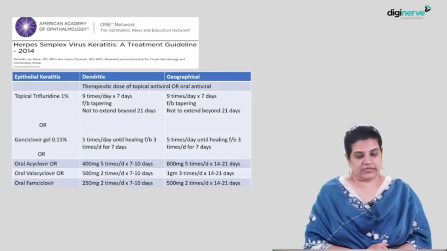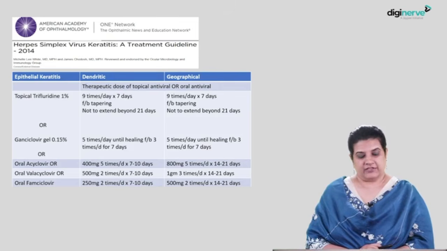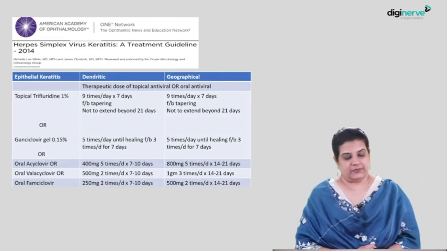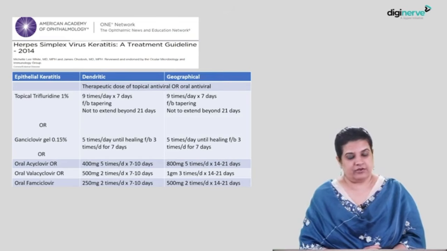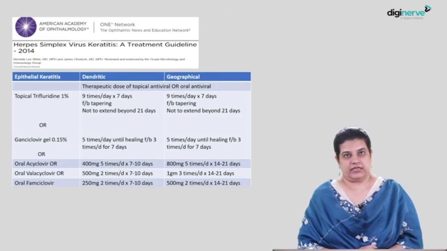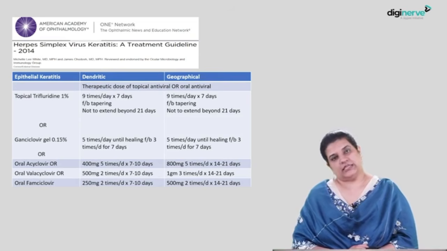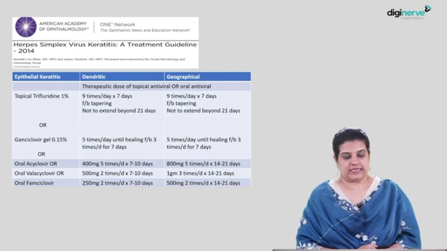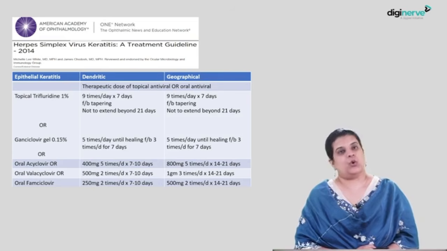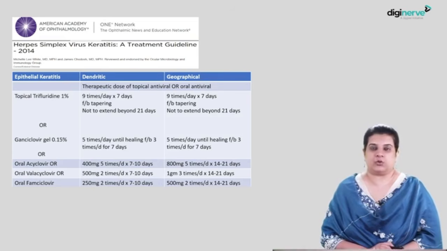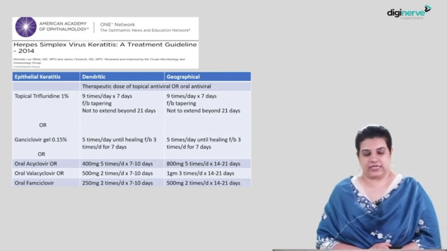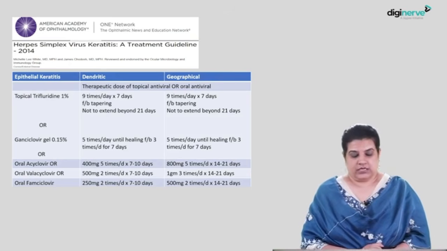Oral acyclovir is given 400 milligrams 5 times a day for 7 to 10 days. When it comes to valacyclovir, the dose is much more convenient and there are lesser adverse effects. It is given 500 milligrams twice a day for 7 to 10 days. Oral famciclovir is given in a dosage of 250 milligrams twice a day for 7 to 10 days.